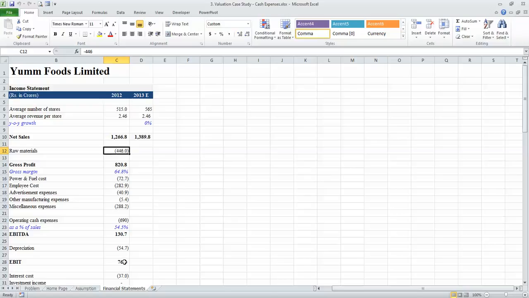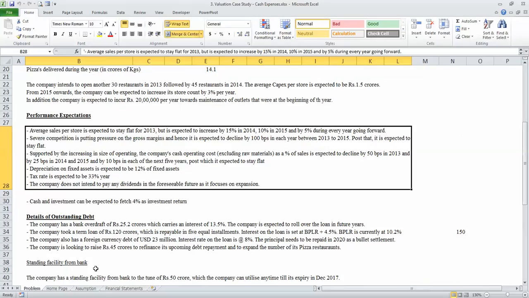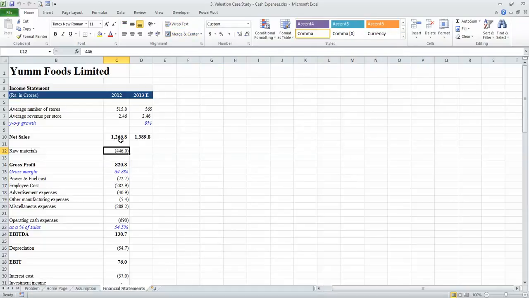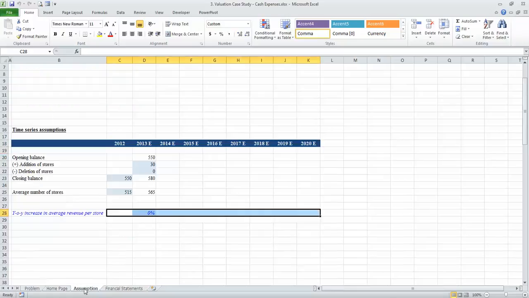Let us first see what our problem says about the assumptions for cash expenses. The problem says that severe competition is going to put pressure on the gross margins, which are expected to decline by 100 basis points in each year between 2013 to 2015. Now this becomes critical in our raw material forecast because if gross margin is declining, that's because raw material cost is going up.